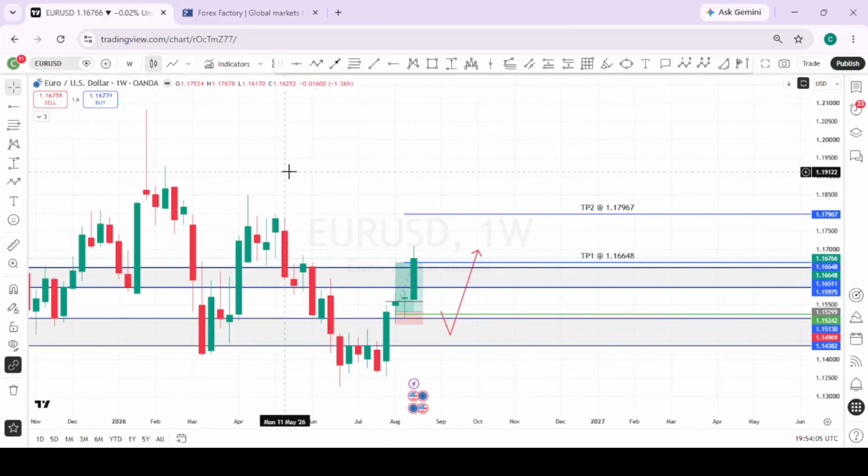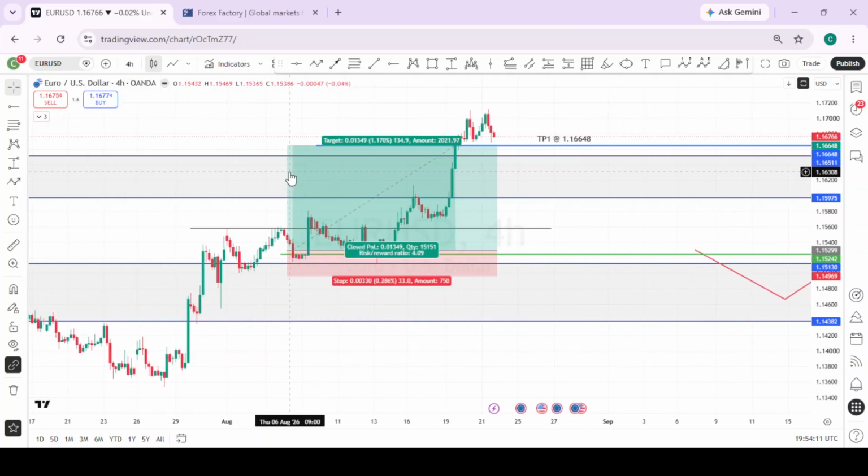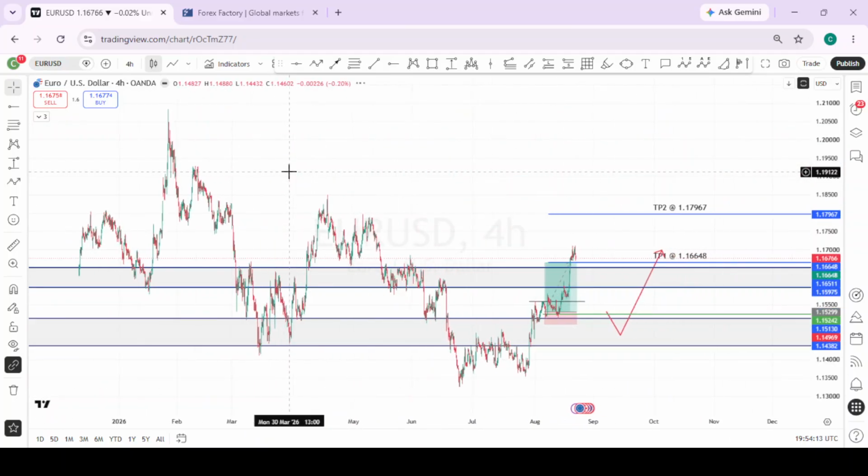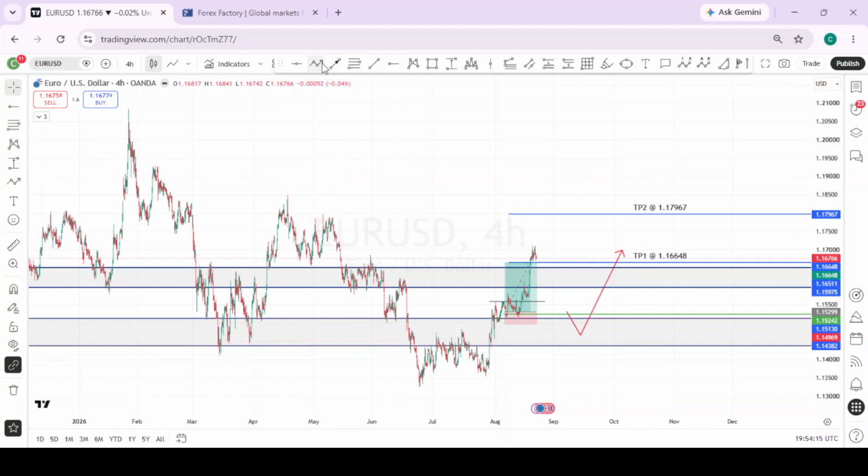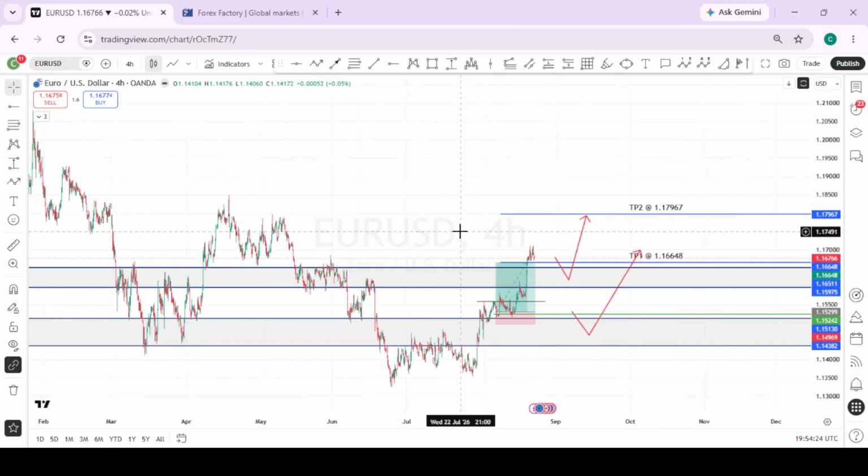This is Euro USD. Our buy position on Euro USD has smashed its TP, and so going into next week, we have a TP2 above. We'll be looking forward to a possible retest of this area of interest we have here, and look for buying opportunities to the upside to this second TP we have. So this position has actually hit our TP.